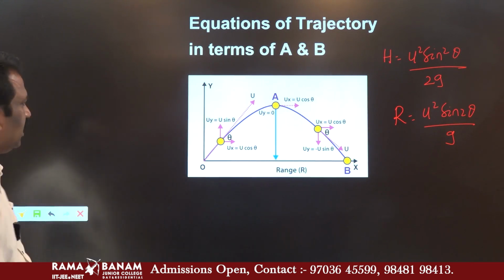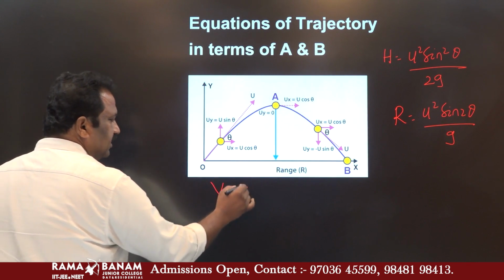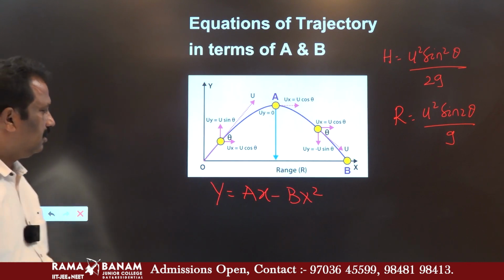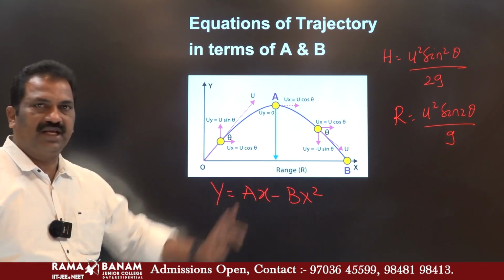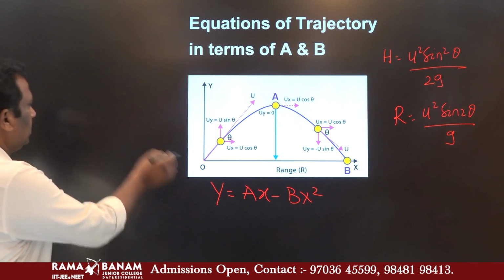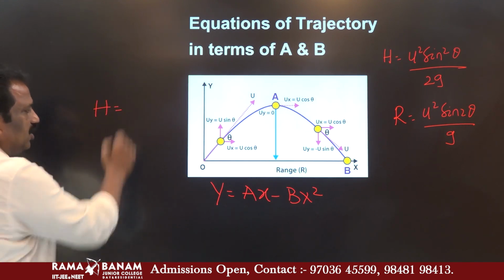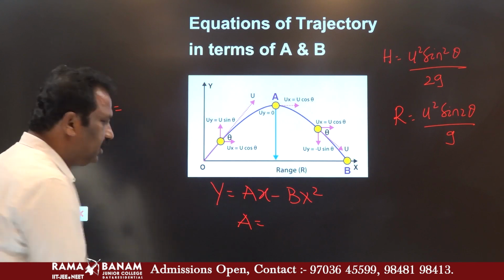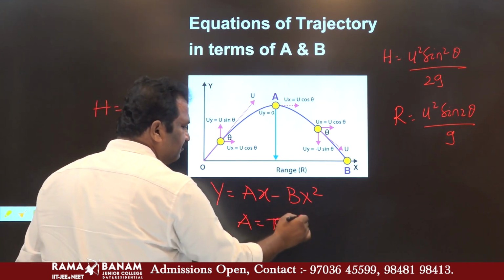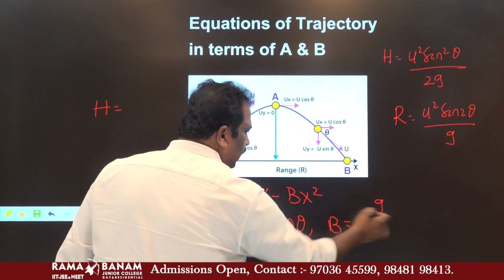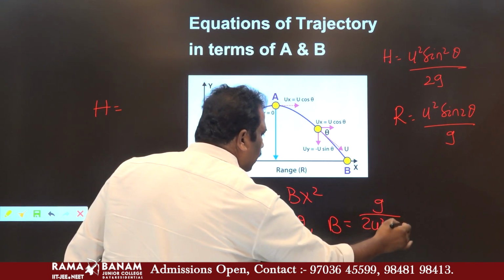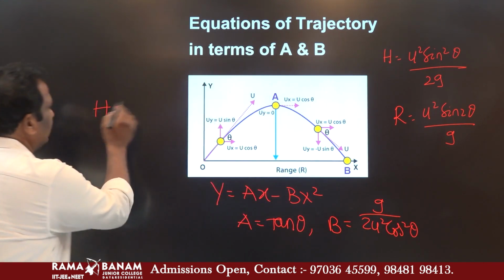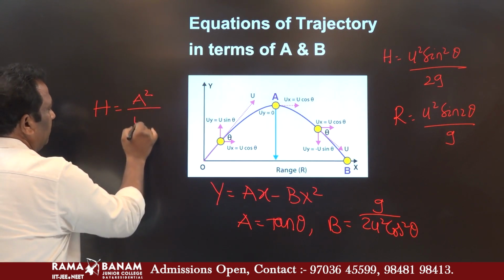Suppose we know the trajectory equation y is equal to ax minus bx square. Simply we can find the maximum height in terms of a and b. Already we discussed before that a is equal to tan theta and b is equal to g by 2u square cos square theta. Now let us substitute these values in the equation h is equal to a square by 4b.